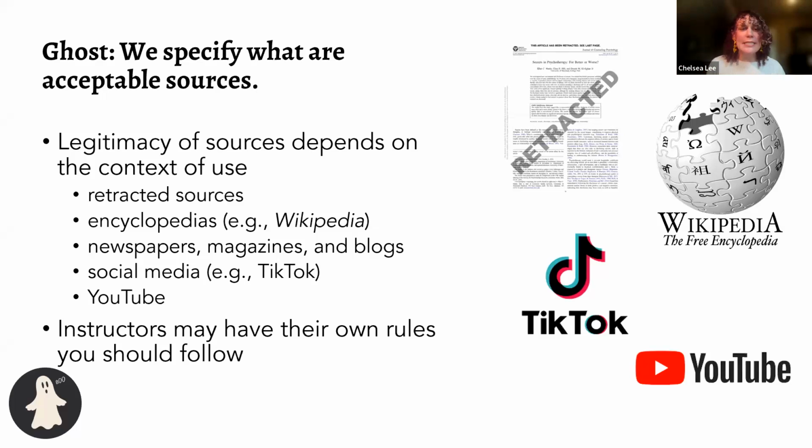Likewise, newspapers, magazines, blogs, social media like TikTok, YouTube, all of those are potential good sources. Sometimes news breaks on social media. You could be writing a paper about social media and want to cite things that are on there. And so you just need to focus on what's the context. And then if you're writing in a classroom environment, look at whatever guidelines the instructor has. And if you are the instructor, be clear with your students about what your expectations are for the kinds of sources that your students should be using.